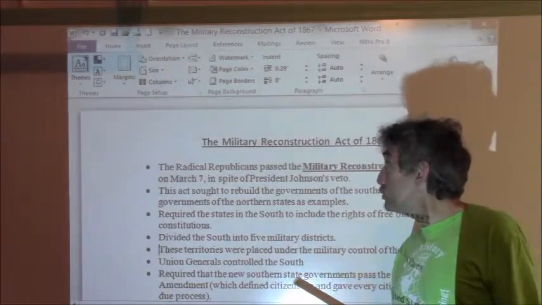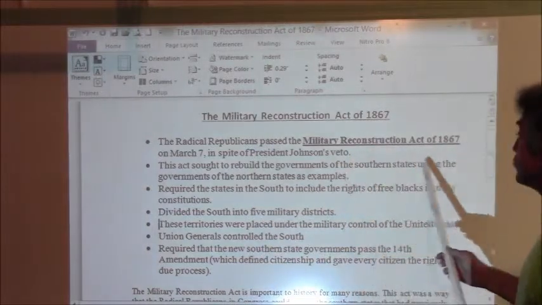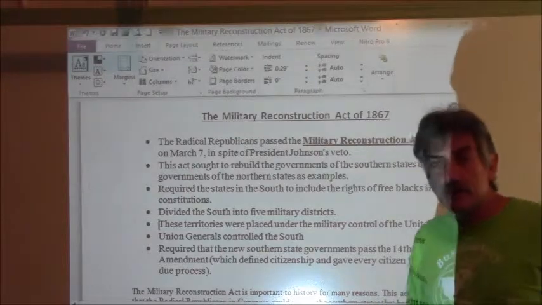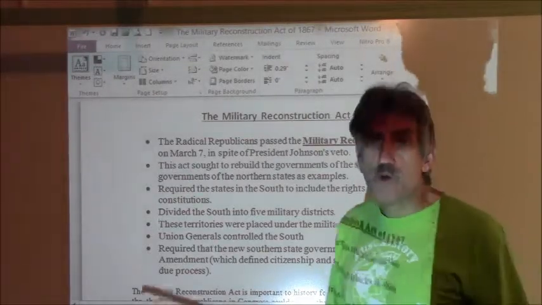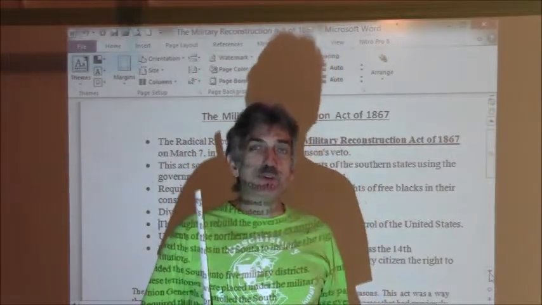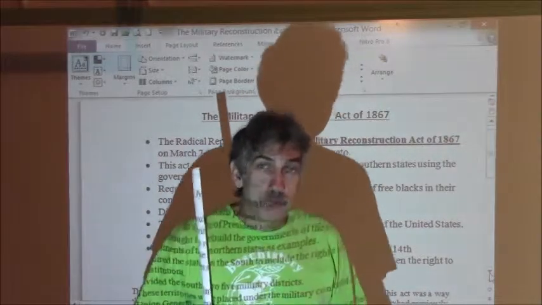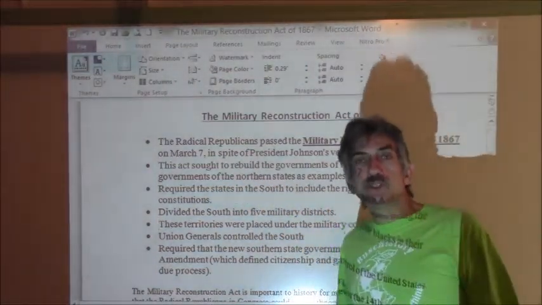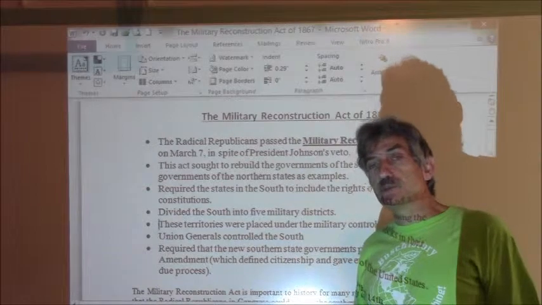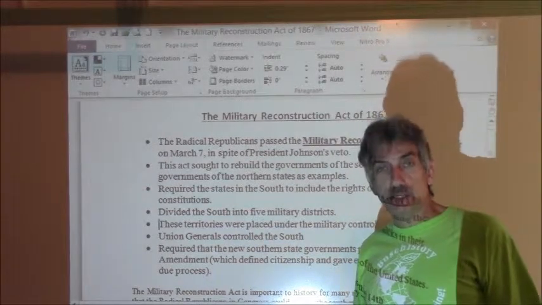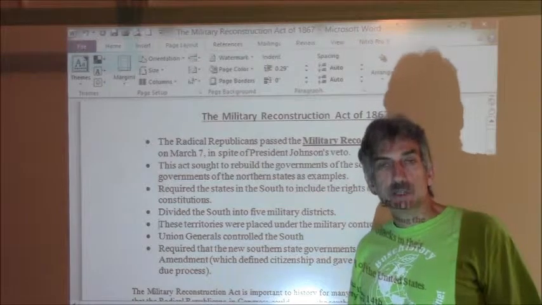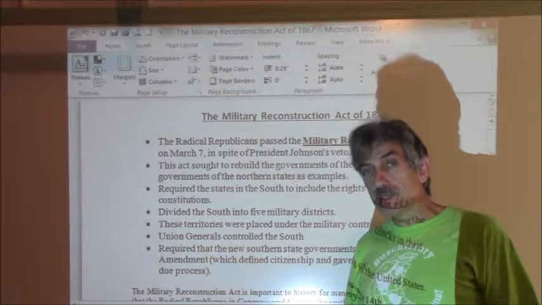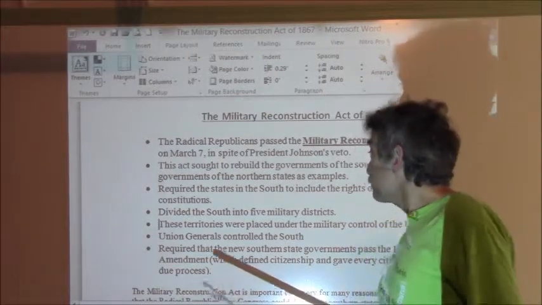Let's back up and let's go through this now. The Radical Republicans passed the Military Reconstruction Act of 1867, and Johnson vetoed it. But they passed it anyway. They overrode his veto. Overriding Johnson's vetoes was not something that was unusual during the Reconstruction time period. The act sought to rebuild the governments of the South using the northern states as a model. So each southern state was supposed to have a government like a northern state had. A governor, a popularly elected legislature, and so forth. So let's make it a model of the North.